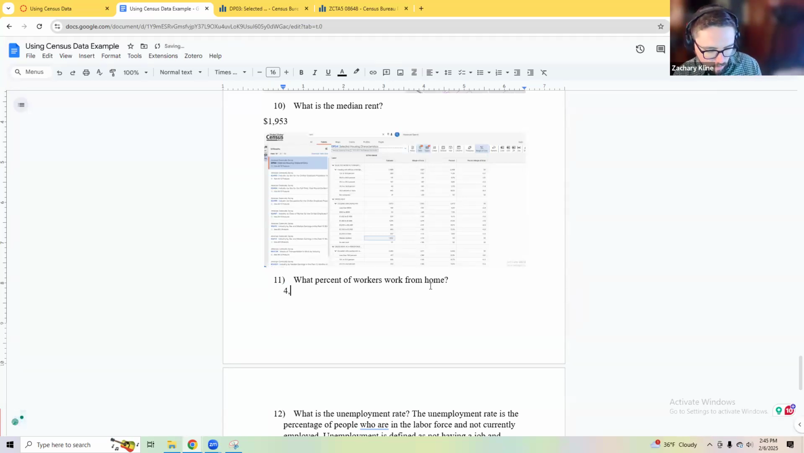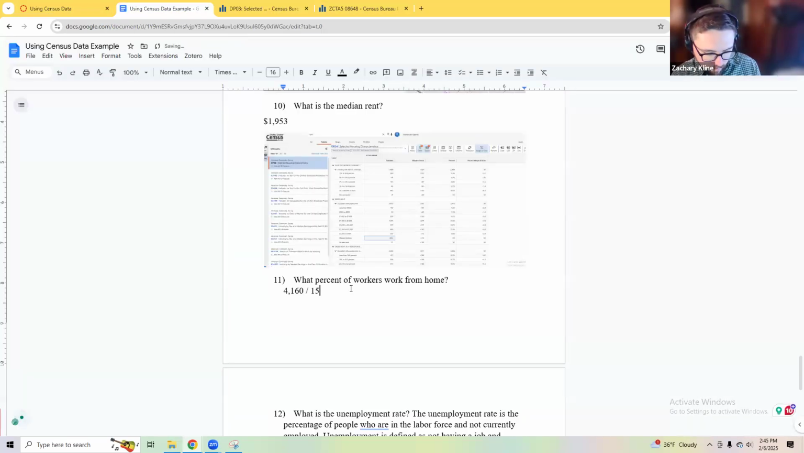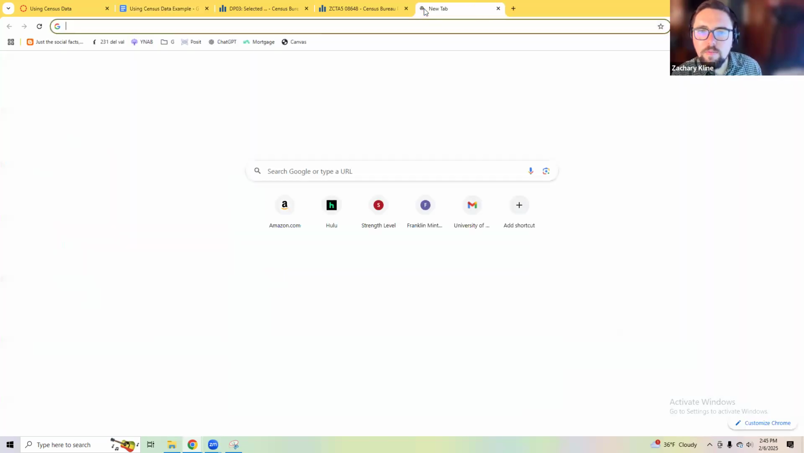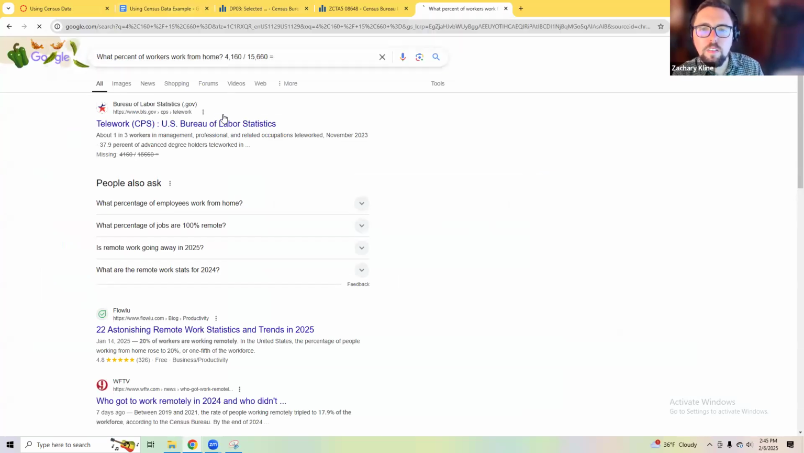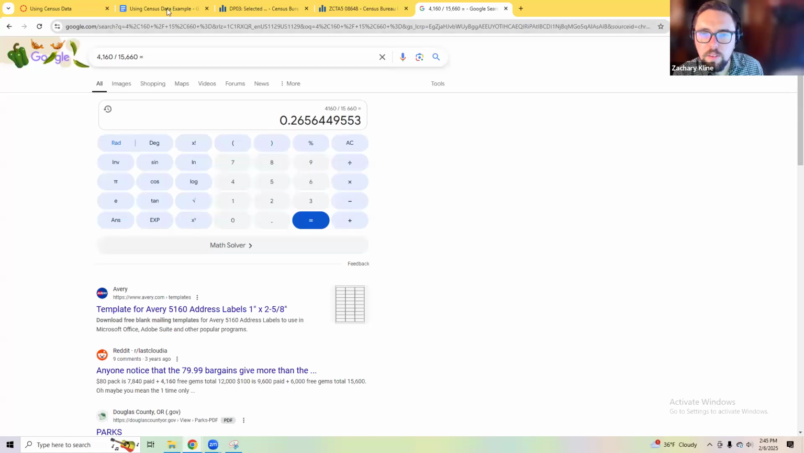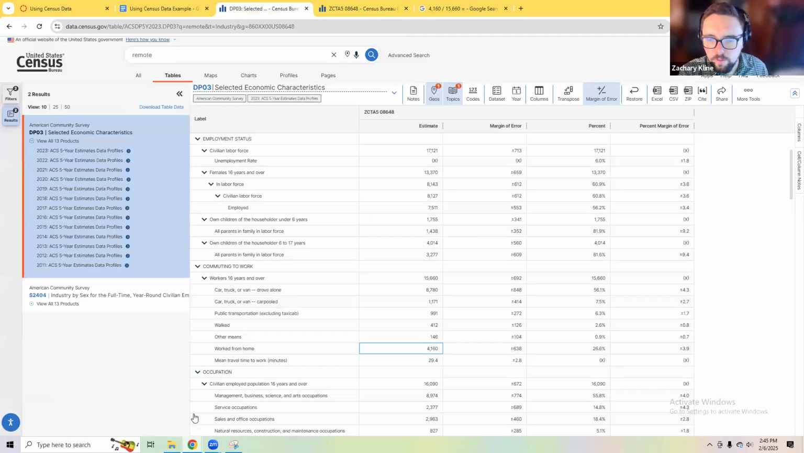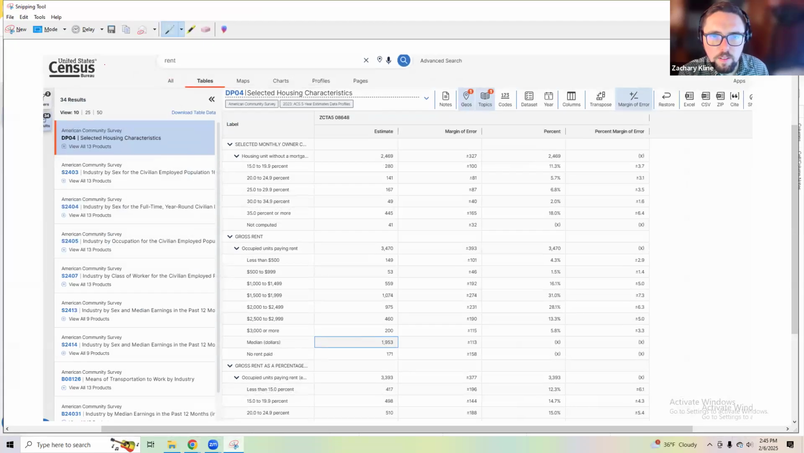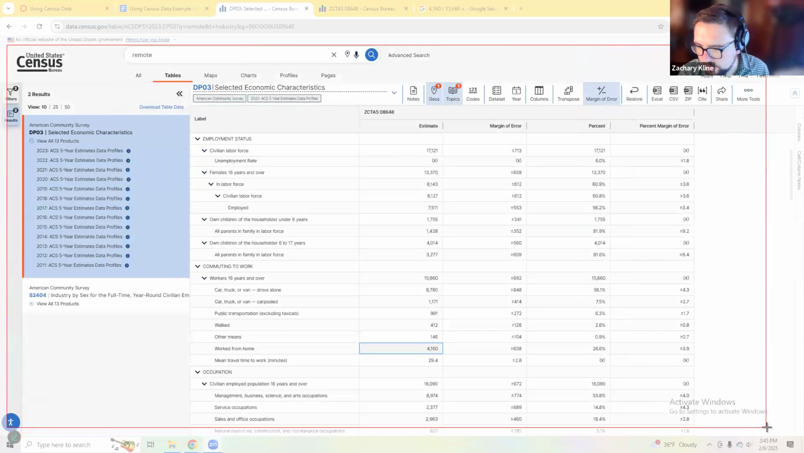So 4,160 divided by 15,660. This is going to give us around 27%. Around 27% of workers in Lawrence work from home. That's a pretty high number. Not much traffic, that must lead to less traffic.